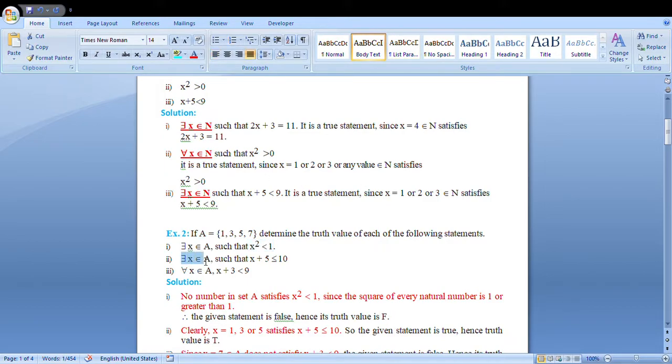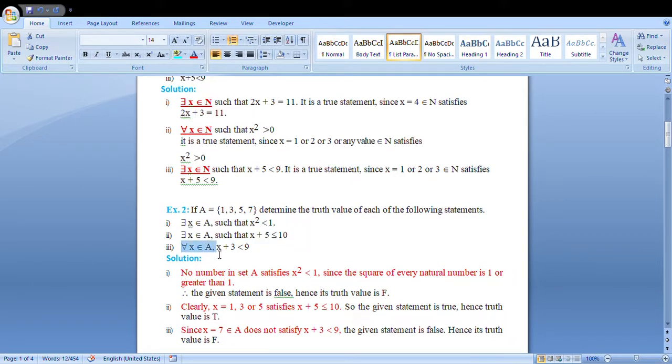Second, there exists x belongs to A such that x plus 5 is less than 10. For 1, if a single element satisfies it, then it is also okay. So 1 plus 5, it is 6. We know that 6 is less than 10. So it is satisfied. So its truth value is T.